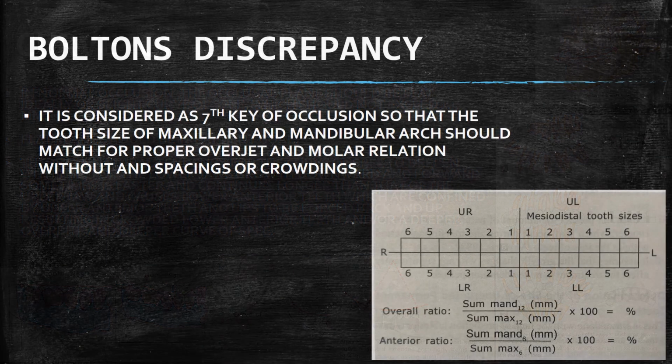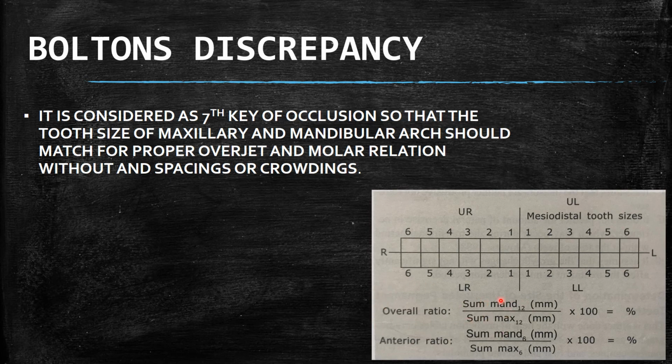And the last one was Bolton's discrepancy. When we are doing model analysis, we measure the mesiodistal width of all the teeth, and it is considered the seventh key of occlusion. You write the widths in mm. For example, one was 10 mm, so you write 10, then this one was 8 mm, and so on. You write all the values in this box, and then you divide the mandible over the maxilla to see the overall ratio.